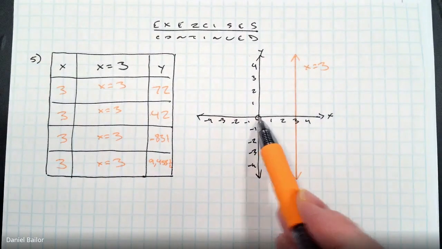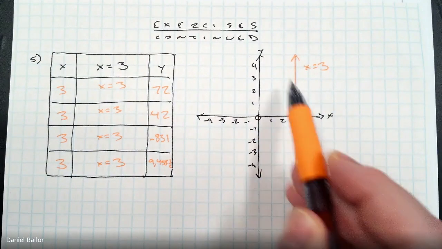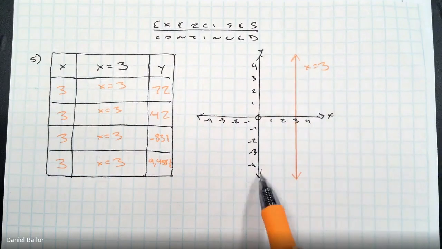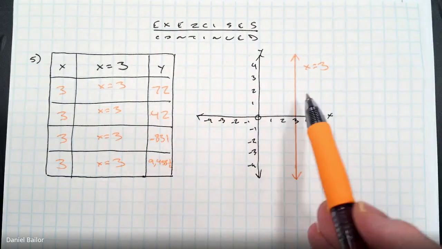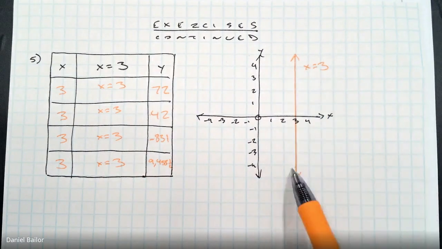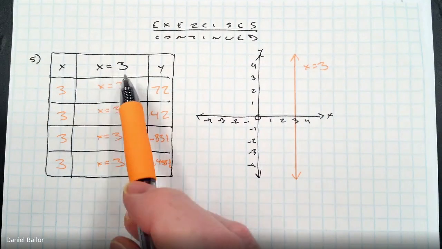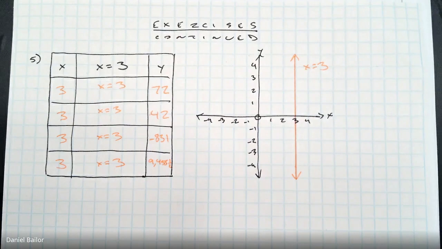Y is 0, x is 3. Y is 1, x is 3. Y is 4, x is 3. Y is -4, x is 3. No matter what y is, x is always 3 because there's no y in the equation.